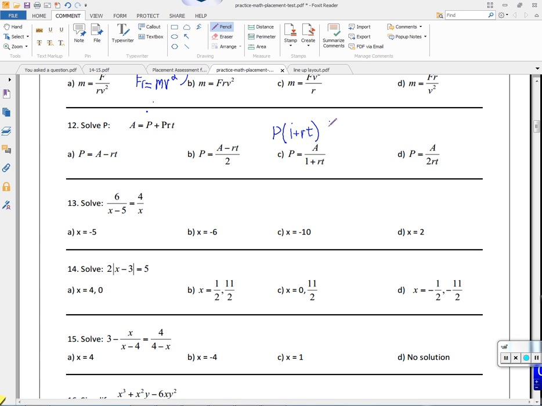So we factored out a P. If we were to distribute that P into 1 plus rt, what do we get? P plus prt, right? Beautiful. Equals A. Then we want to get P by itself. We would do this the same way we would if it was 3p or 4p or 7p. This is basically the coefficient of P. We want to divide that coefficient out and we wind up with A divided by 1 plus rt.